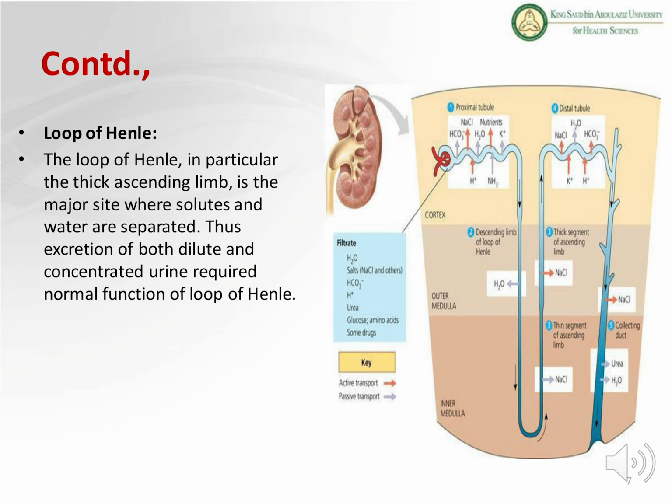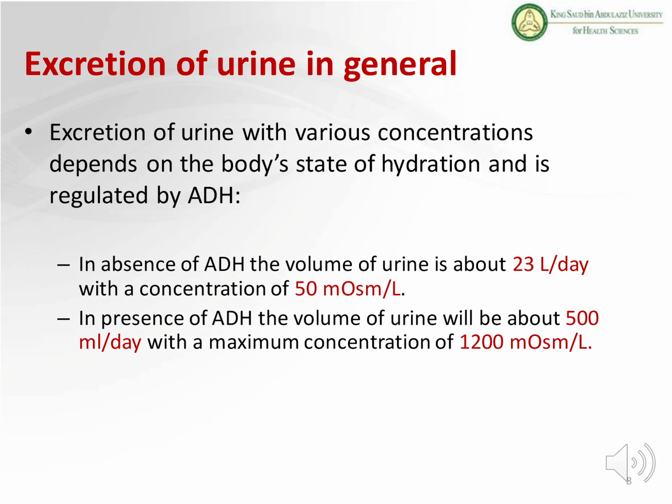Now we'll talk about the segment where they are separated, which is the loop of Henle. In the loop of Henle, in particular the thick ascending limb is the major site where solute and water are separated. So the excretion of both diluted and concentrated urine requires normal function of the loop of Henle. This is where the loop of Henle is.